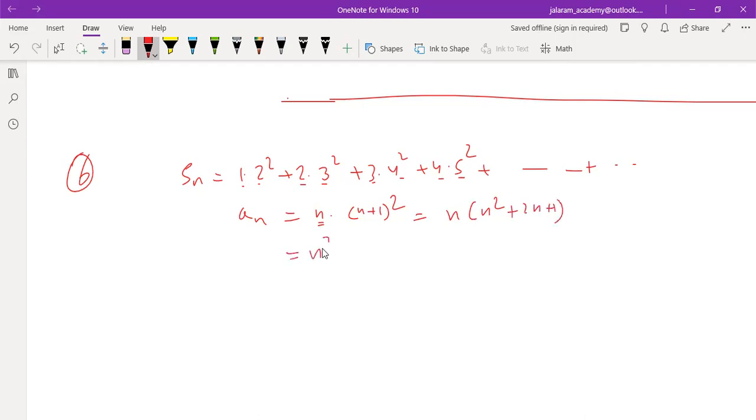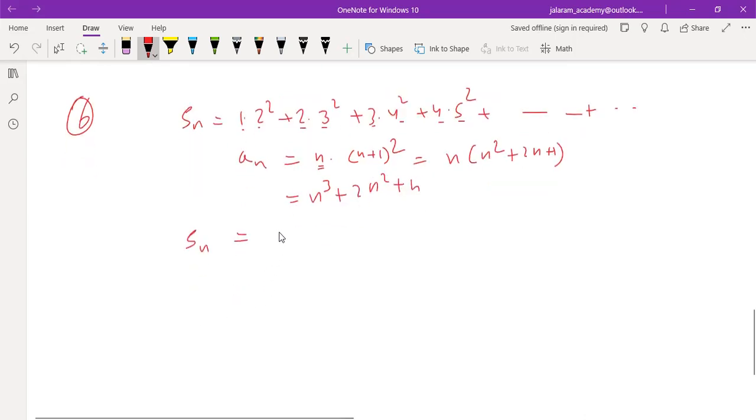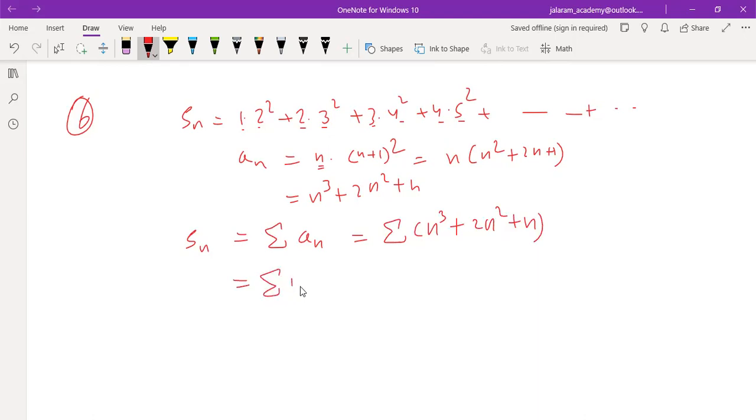and now expand it. n cube plus 2n square plus n. So a similar procedure will be followed. Whenever we want to find the Sn, we use sigma n. That is sigma of n cube plus 2n square plus n. Now separate these sigmas: sigma n cube plus 2 into sigma n square plus sigma n.